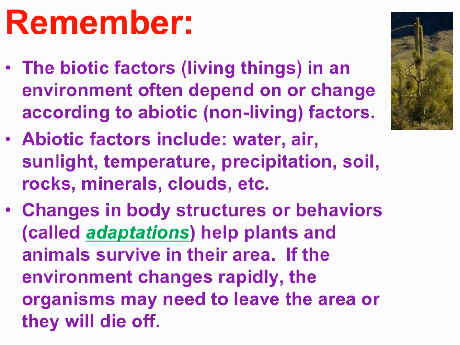Remember that our biotic factors, which are also called our living things, those biotic factors in an environment, they can often depend or can change according to abiotic or non-living factors. So abiotic factors include things like water and clouds and air and soils and rocks and sunlight, all of those things. Additionally, changes in body structures or behaviors, and these are called adaptations, they help plants and animals survive in their area. So if the environment changes rapidly, the organisms may need to leave the area or they'll die off.